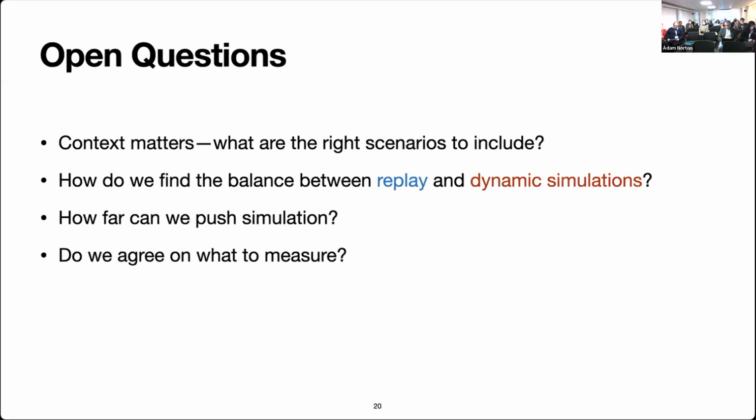So I wanted to end with a couple of open questions, because I think that we don't have everything solved, and there's a lot of interesting points. The first is that context is really important in social navigation.